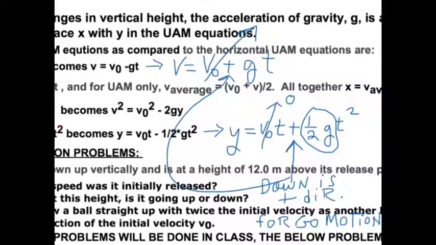To do that, you'll use the linear equation V is V naught minus GT, which becomes V is V naught plus GT. Likewise, the quadratic equation, y is V naught T minus 1/2 GT squared, becomes y is V naught T plus 1/2 GT squared instead of minus, making down the positive direction.